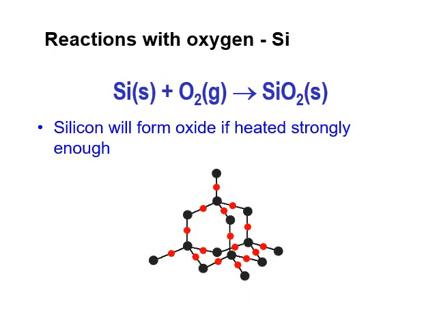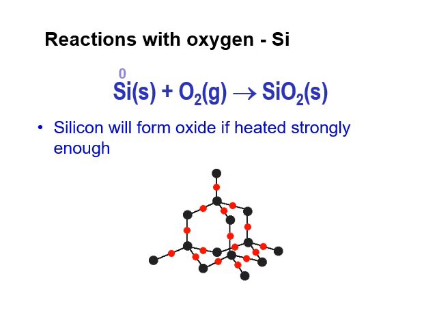So silicon then. Silicon is quite unreactive. It will form the oxide if you heat it strongly enough. So it will form silicon dioxide if you really, really do heat it. Silicon dioxide is a giant covalent substance. So you've got the equation there.